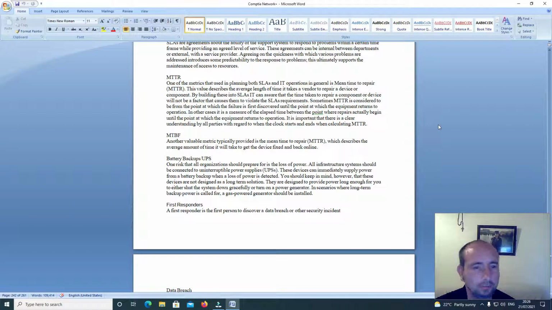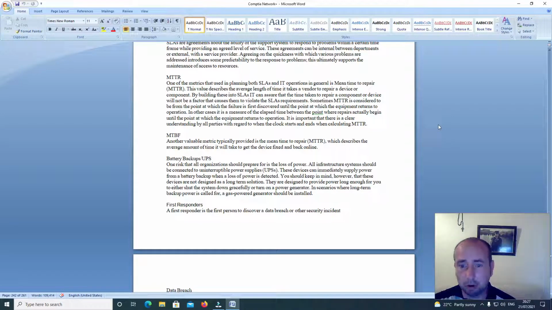MTTR. One of the metrics that's used in planning both SLAs and IT operations in general is mean time to repair, MTTR. This value describes the average length of time it takes a vendor to repair a device or component. By building these into SLAs, IT can ensure that the time taken to repair a component or device will not be a factor that causes them to violate the SLA requirements.